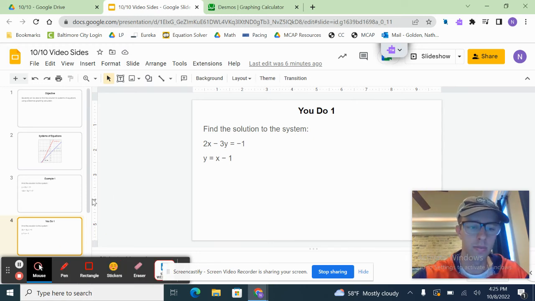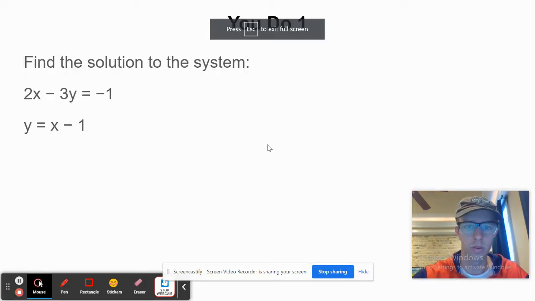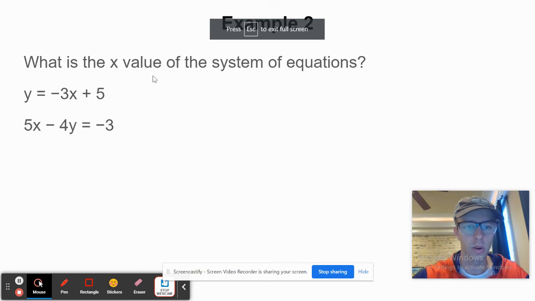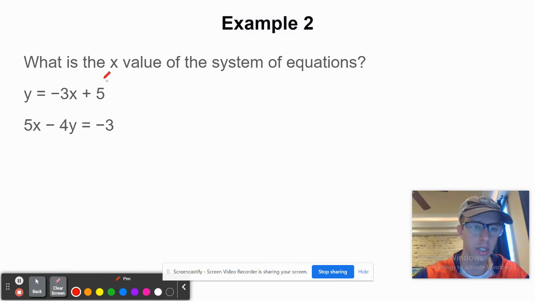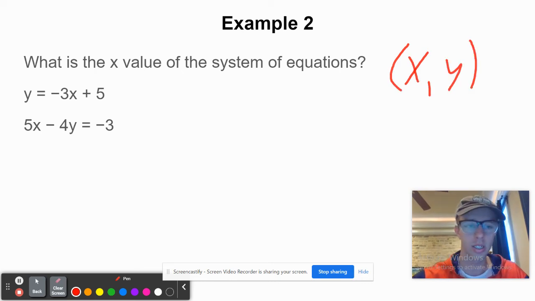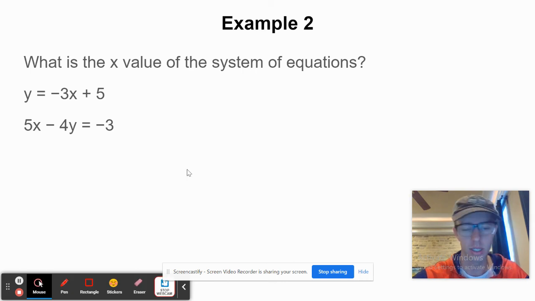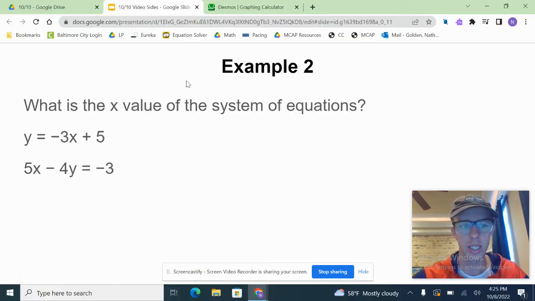All right, let's move forward to the next one. It says, what is the x value of the system of equations? So this time it's not asking me for the full system. Remember, points are just x comma y, right? So this really just means it's only asking me for this value this time. I don't need the whole ordered pair. So same thing, just gonna punch it into Desmos and see where these intersect.